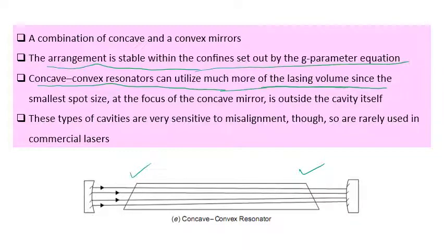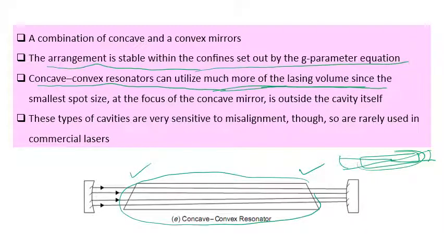Utilizing much more lasing volume. Okay, if you have another kind of cavity here and you are using it like this, it focuses here or here or here or here, so it's not utilizing all the volume available. But in this kind of arrangement, all the volume is utilized. Okay.